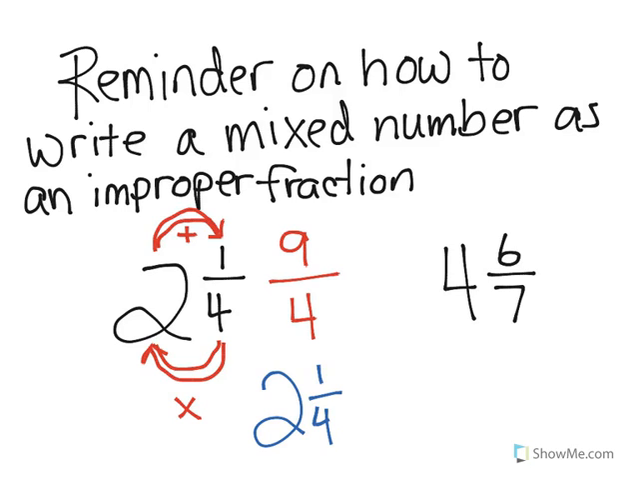So let's do this one over here. 7 times 4 is 28, plus 6 is 34, over, keep our same denominator. So if you are having trouble turning a mixed number into an improper fraction, I would go into your book and find some examples and just start working on them, and you can ask your group mates for help.